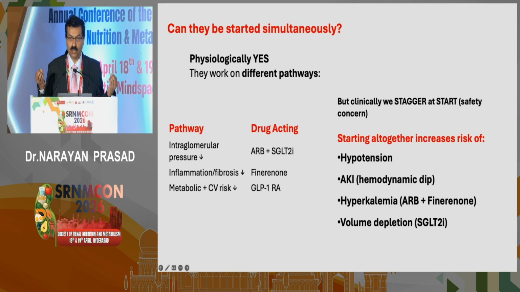This is the normal question asked everywhere. Yes, drugs like ARB and SGLT2 inhibitors can be started together. Finerenone and GLP-1 receptor agonists have different actions, different pathways.